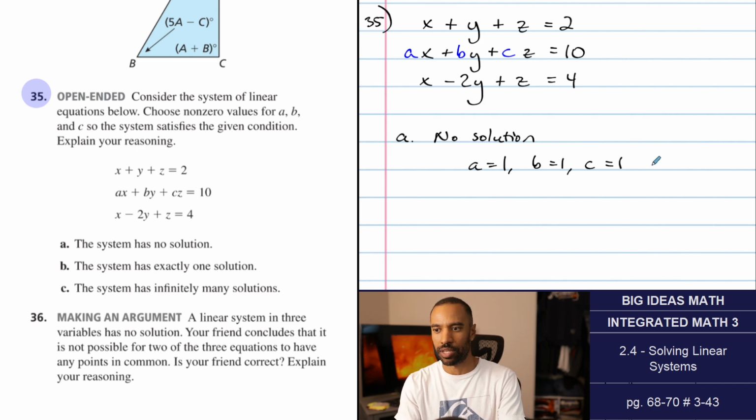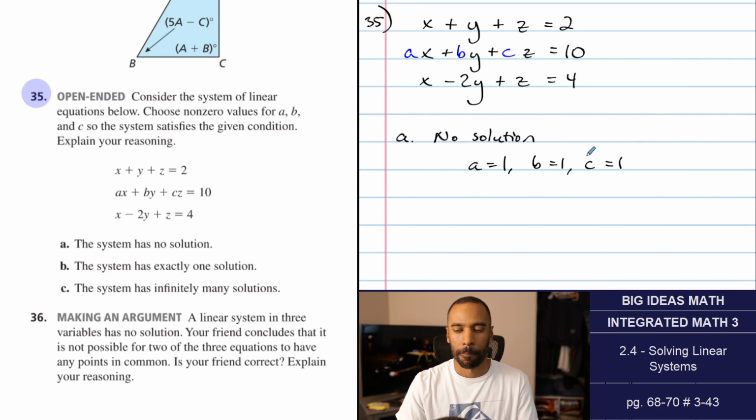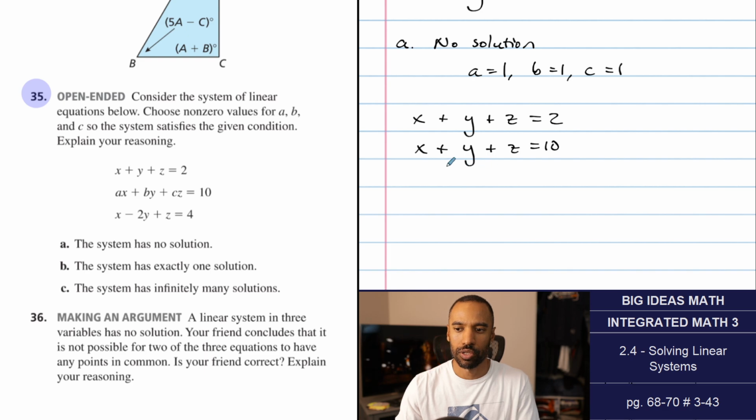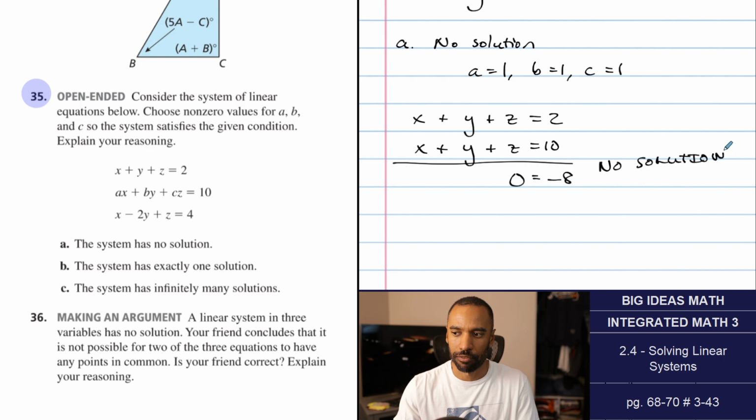They say explain your reasoning. I'm going to show you. So if you do this, you take the first equation, x plus y plus z equals 2. The next equation is 1x plus 1y plus 1z equals 10. And I'll do this through subtraction. Normally I wouldn't, but these will all cancel, and 2 minus 10 is negative 8. So you get 0 equals negative 8. That's a no solution case. That's just kind of looking at how one sets up with the other and works it out.